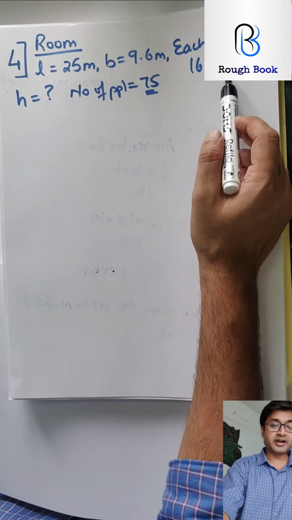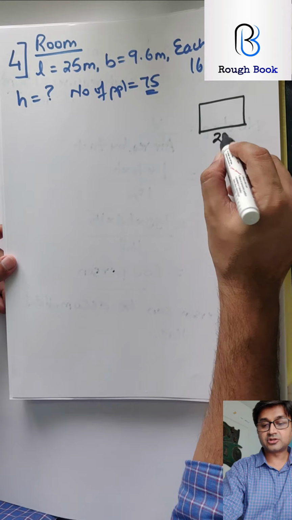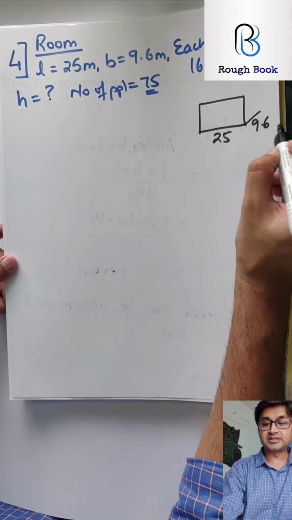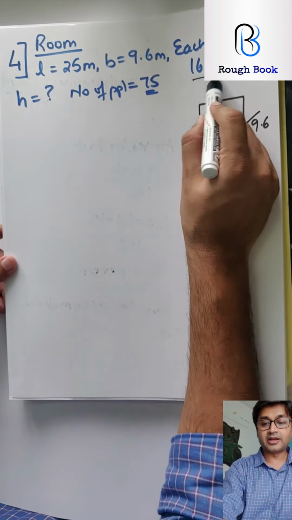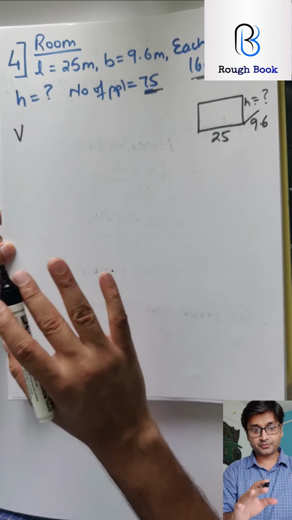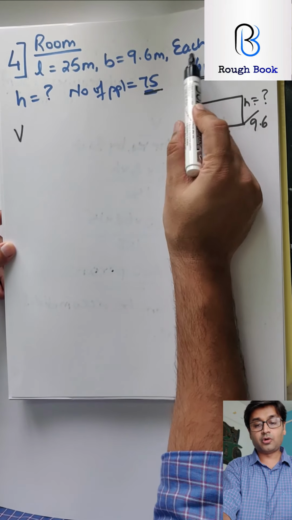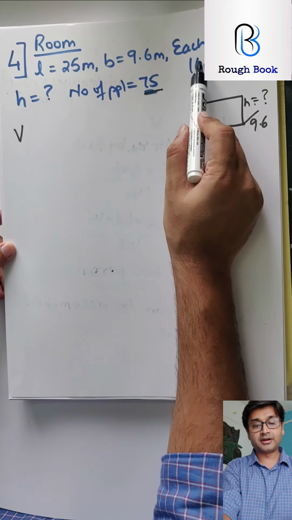So basically let's say this is the room. So you've been given the length as 25, the breadth as 9.6. And one person requires this much. There are these many people inside. What is the height is your question mark, right? So basically this is the volume that one requires. So total volume is equal to the volume that one requires multiplied by the number of people. Or let's stick to a basic formula. Number of people is equal to the total volume upon volume that each requires.